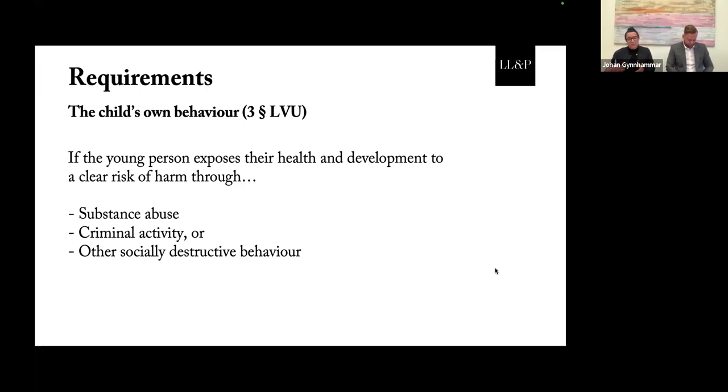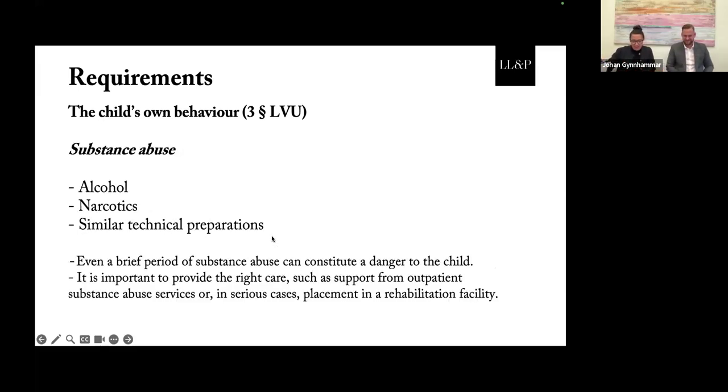And what type of harm is it that the law is talking about? It's three types. It's either substance abuse, criminal activity, or other socially destructive behavior. I'll see if I can change the picture. When it comes to substance abuse, the law states that it's about alcohol, narcotics, or similar technical preparations.